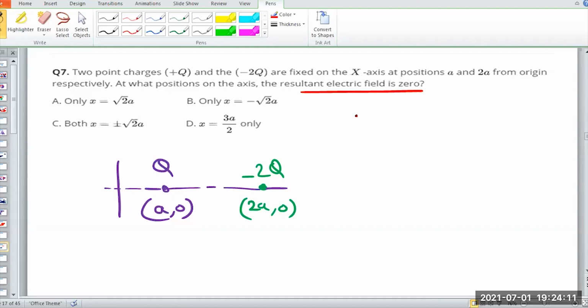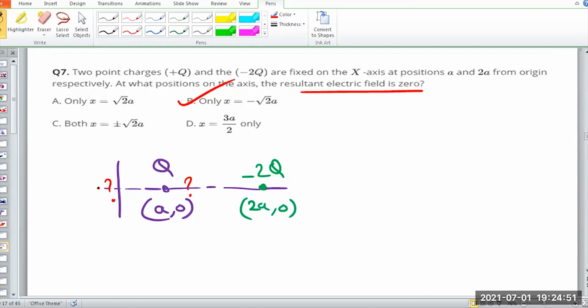My answer is x equal to minus root 2a. Why? Yes, very good, Naveen. As this charge is smaller, my point will be nearer to this. But where? Can it be here or can it be here? Outside. Yeah, very correct. Because I have already taken the option x equal to minus root 2. You can solve on your own.